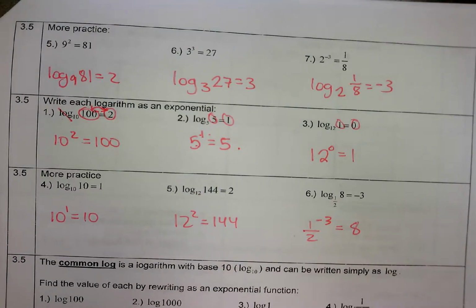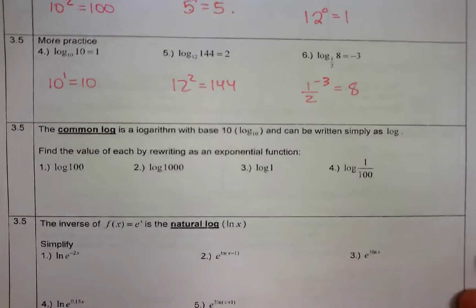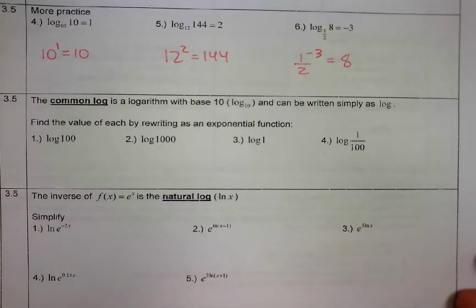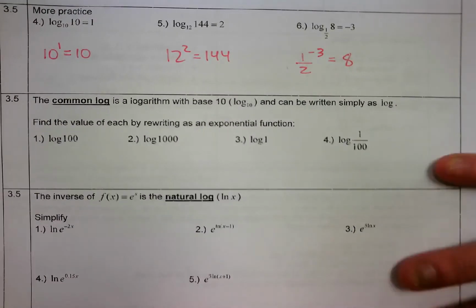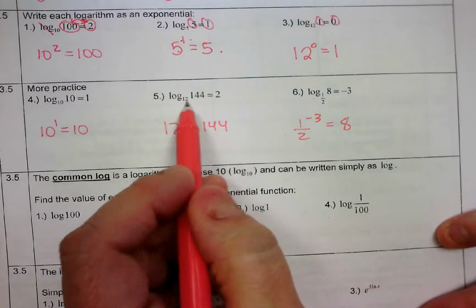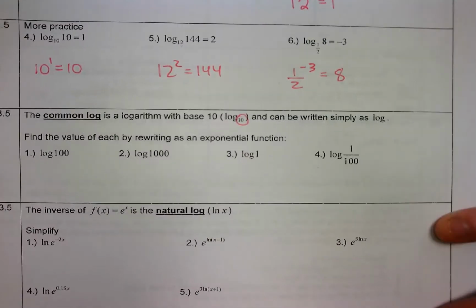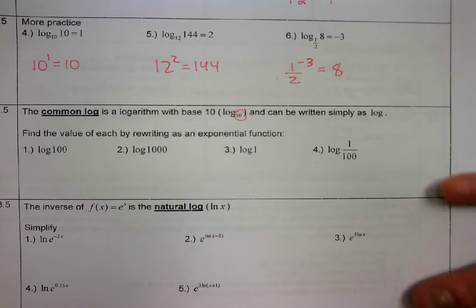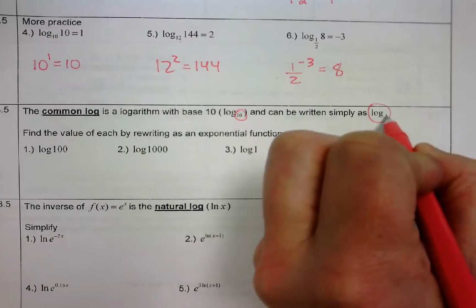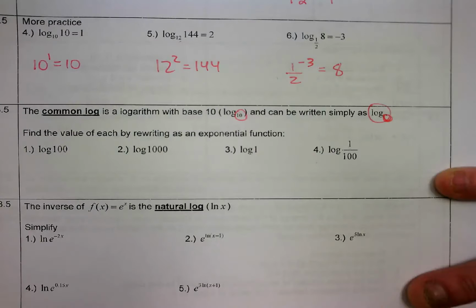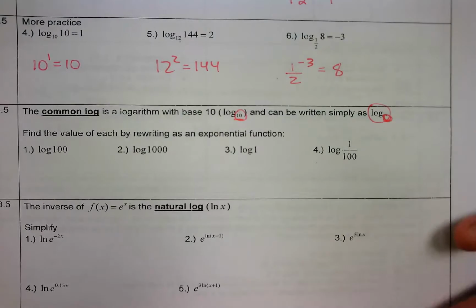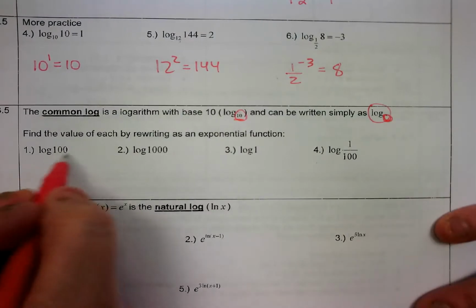So next thing we're going to talk about is called the common log. Common log is a log just like these ones. You notice they all have different bases. The difference is a common log always has a base. So anytime you see the word log written without this subscript here, it means that it's really got a 10 there. Okay, so we're going to rewrite each of these as an exponential function and then solve them.